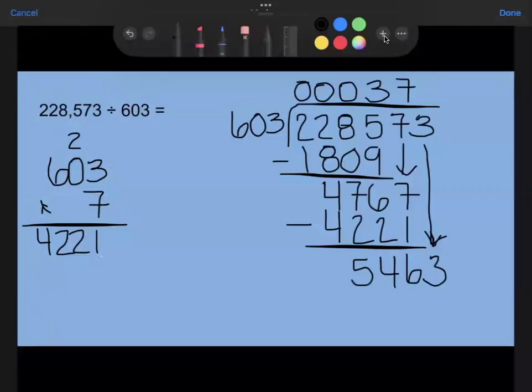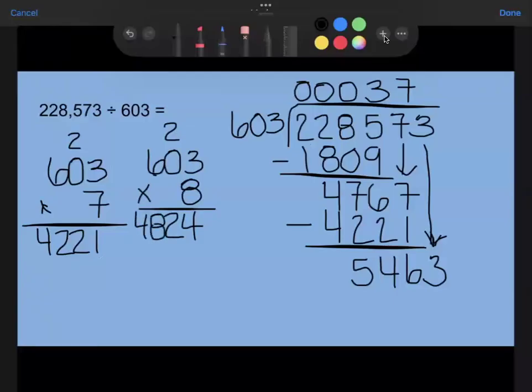Well, we can see what 7 is. It's 4,221. So we know we need to do something bigger. Let's try 8. 603 times 8. So that's going to be 24. 0 times 8 plus 2 is 2. And 6 times 8 is 48.